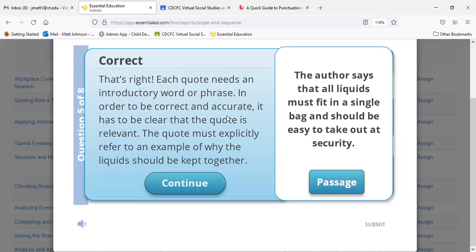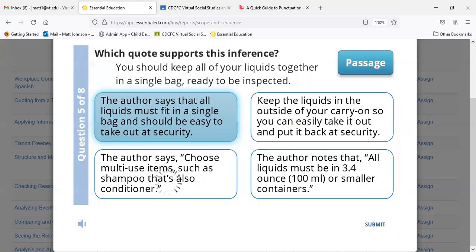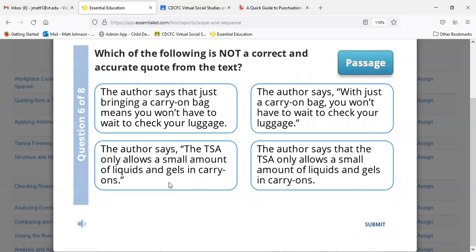As it says, each quote needs an introductory word or phrase in order to be correct and accurate. So that's the other thing: whether it's a direct quote or you're paraphrasing, if you're referencing something from the text, you need to make sure that you mention that. The author says this, or they state, they suggest this. And which of the following is not a correct and accurate quote from the text? Let's see.